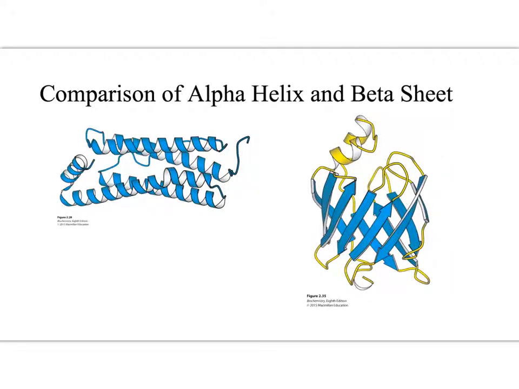So this is just a side-by-side looking at a protein that is mainly alpha helical in nature and one that is mainly beta sheets in nature, just so you can see the differences in the overall structure between these substances.